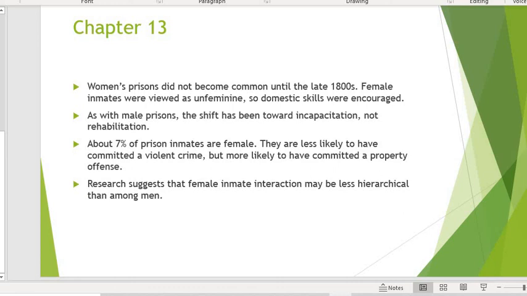Finally, research suggests that female inmates' interaction may be less hierarchical than among men. So that's one kind of cultural or behavioral difference you see in male prisons compared to female prisons. Because whenever you get a bunch of guys around, and I think this is particularly true of convicts, of inmates, with guys you tend to get real hierarchy.